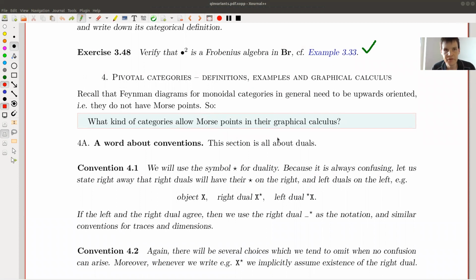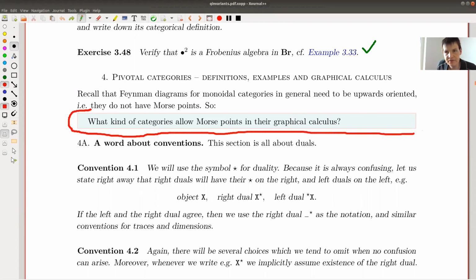Okay, welcome everyone to my fourth lecture on quantum topology without topology. So what I'm going to explain today is, well, let's start with a short recap. We had seen this two-dimensional calculus for monoidal categories, but it was a little bit biased because we were really not allowed to do cups and caps, so like Morse points. And the question I would like to answer today is exactly what you can see here in this little box.